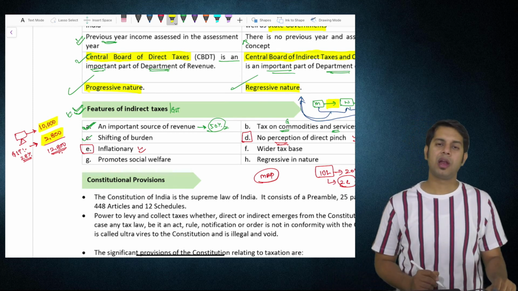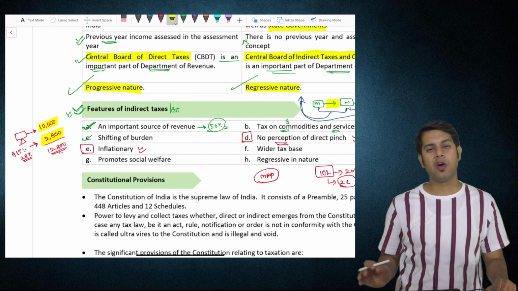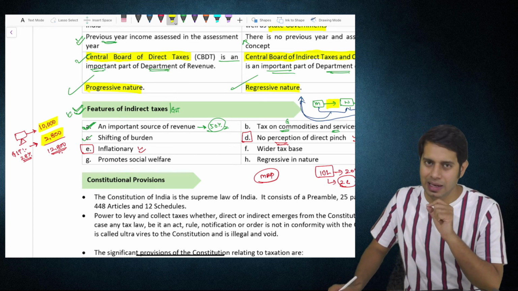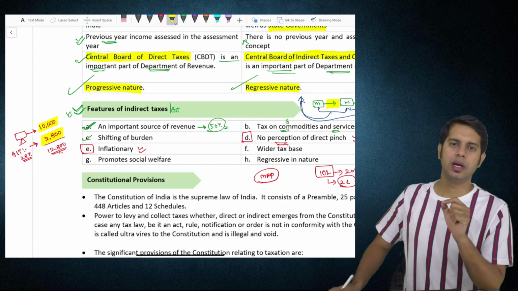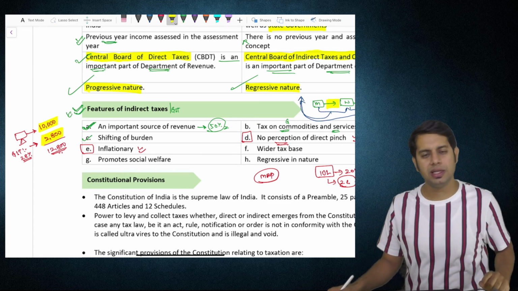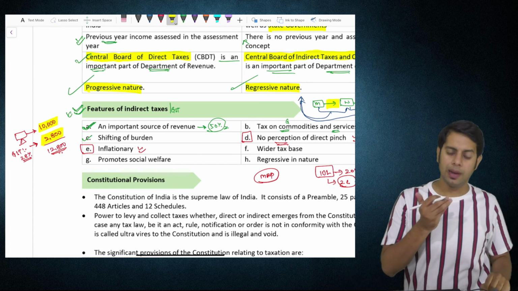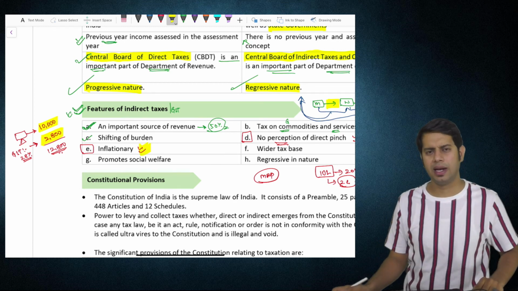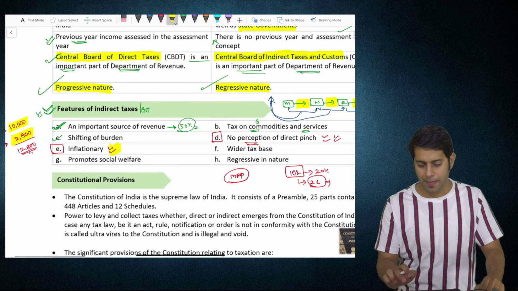Though the cost of manufacture after making the profit is only 10,000 rupees, because there is an indirect tax which is levied on this particular commodity, the price of this commodity is increasing. If the price of the commodity is increasing, it is causing an inflation in the market.